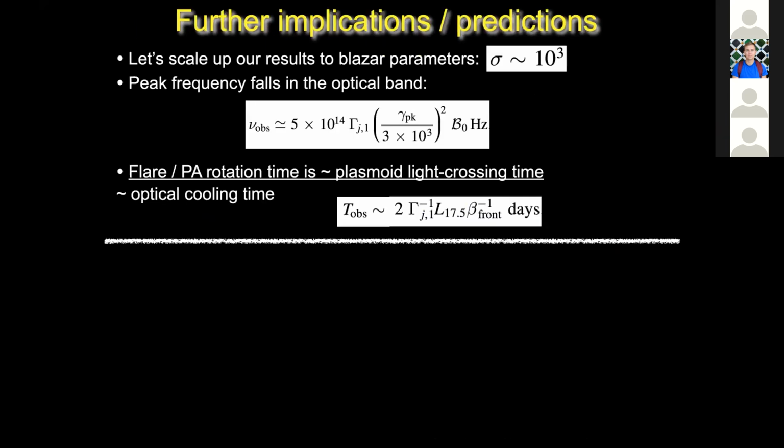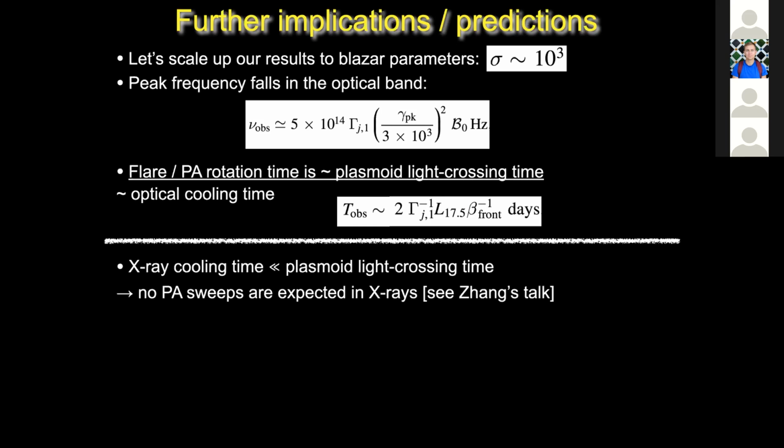I have a few more words on this. The peak frequency falls naturally in the optical band. We are relying on this matching of timescales between the cooling time of optically emitting particles and the time for the particles to sweep through the plasmoid, to circle the plasmoid. This also implies that at higher frequencies, the cooling time would be much smaller than the light crossing time. So based on this model, I would not expect significant polarization angle sweeps in the X-rays.